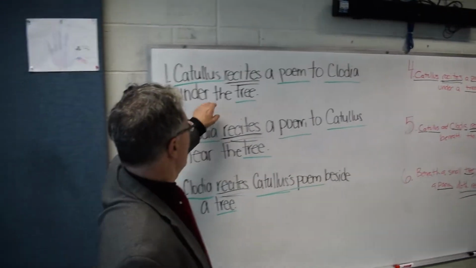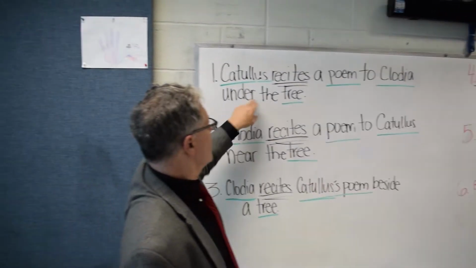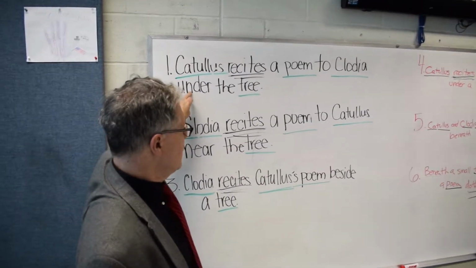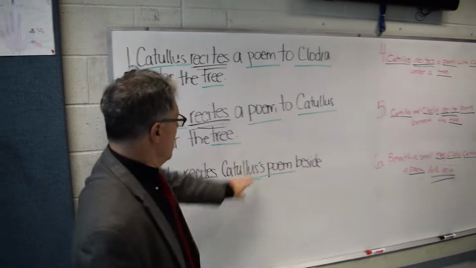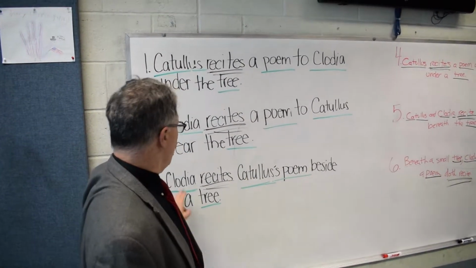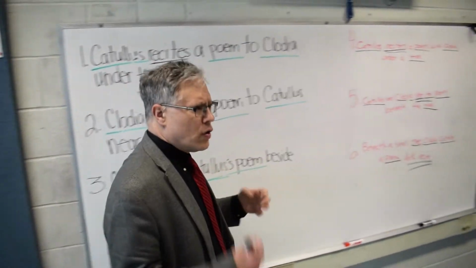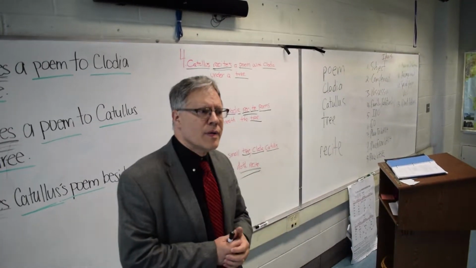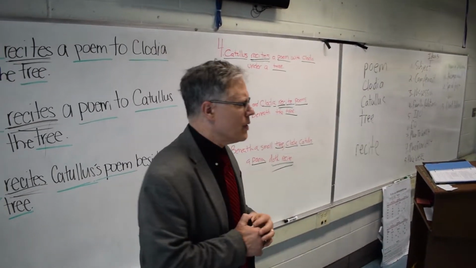So, here's another one. How do I know where Catullus is reciting the poem? With another word before tree. Good. We call that a preposition. And over here, reciting it to Claudia. And over here, how do we know whose poem Claudia is reciting? With an apostrophe S. Good. So those are the three ways. There's word order, preposition, or an ending on a noun.